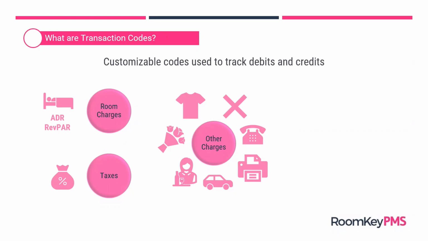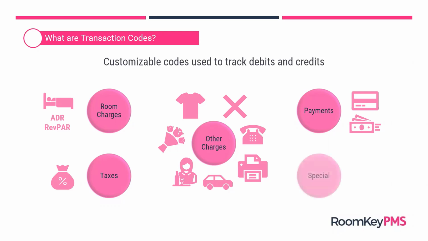Now, another type of transaction code that is available inside RoomKey are payment codes. The most common ones, of course, are credit card transaction codes. So those would be Visa, MasterCard, American Express, or any type of credit card that you would accept at your property. They could also be other forms of payment like cash or check or electronic funds transfer. Or if you accept Apple Pay, anything that you would accept for payment, those would be considered or built as payment codes inside your database.